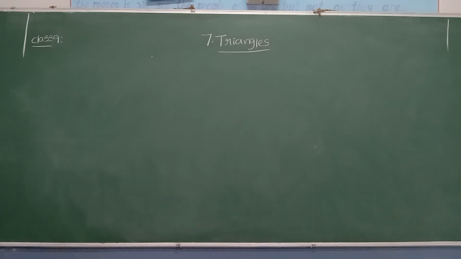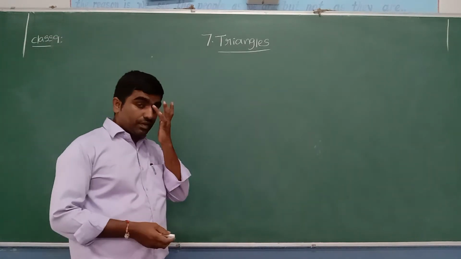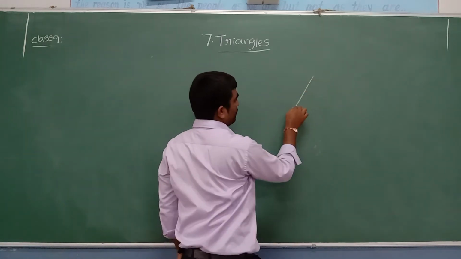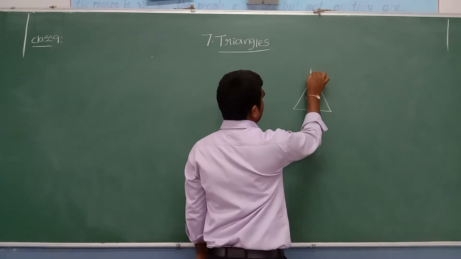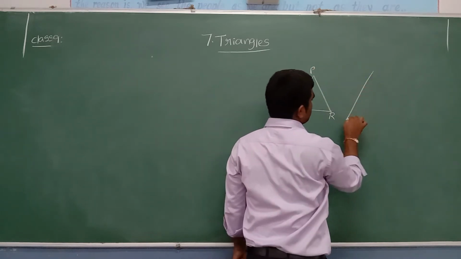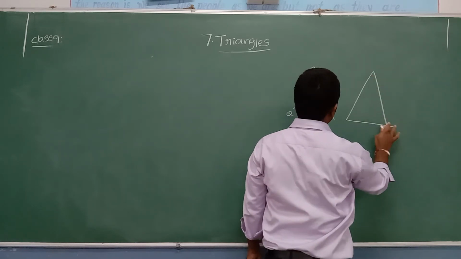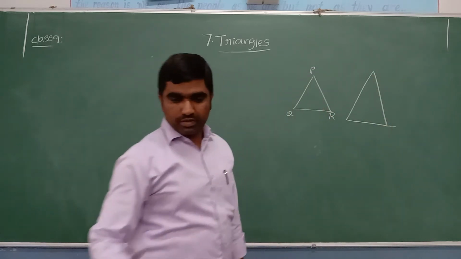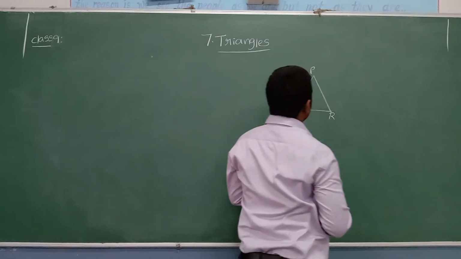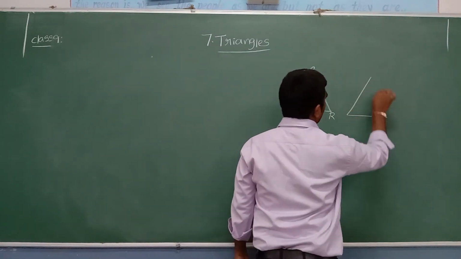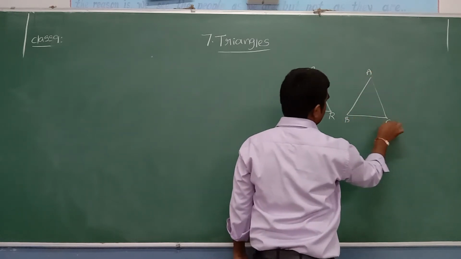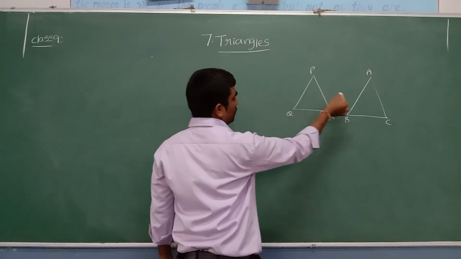Okay children, now we will see how we can represent that two triangles are congruent in symbolic form. Let me take two triangles. One is triangle PQR and another one is, sorry, they don't look congruent. Let me take one more triangle and name it ABC. These both are congruent.